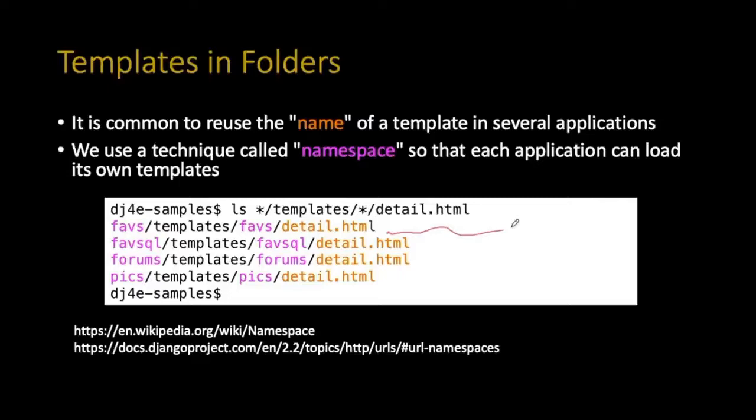It's not clear which one you're talking about. So we've adopted a convention that we take the application name and we make a subfolder inside of templates. That's the application name. And then we use favs/detail.html or pics/detail.html as the name of the template. So in a sense, we're introducing a subfolder. It's a little jarring at first because you see there it's the same.